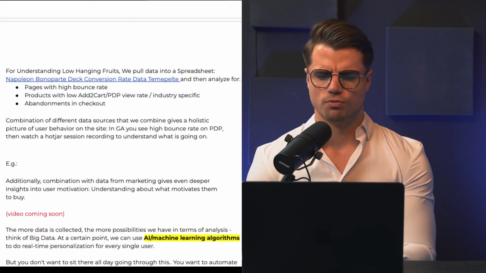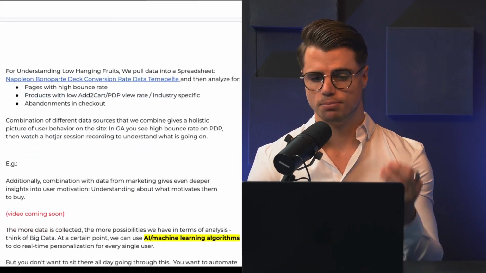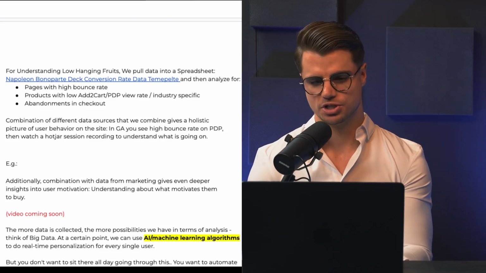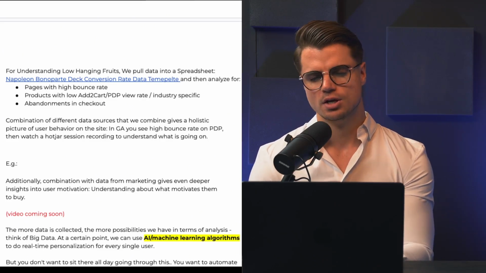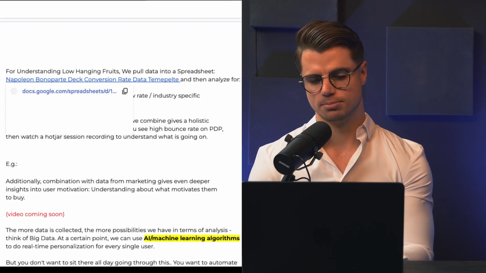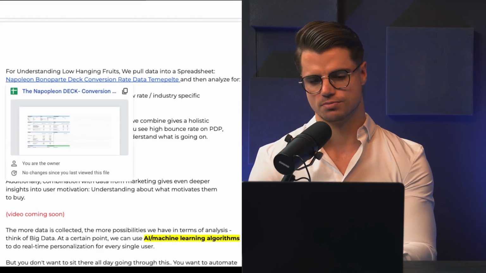And also for understanding low-hanging fruits, we pull data into a spreadsheet. This spreadsheet is called the Napoleon Bonaparte deck, a conversion rate and data template, so you can go check that out in terms of what that is.